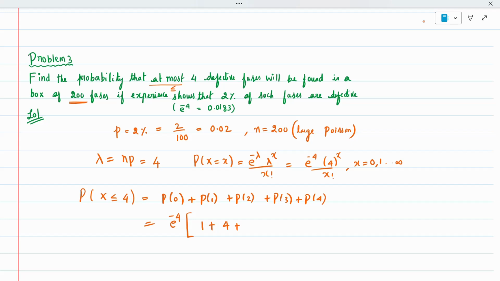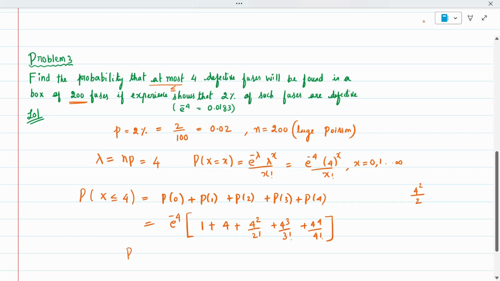Plus p2: 4 squared divided by 2 factorial, 2 only. Next, 4 cube divided by 3 factorial. Next, 4 power 4 divided by 4 factorial. So everything calculate in a calculator, we will get the solution.